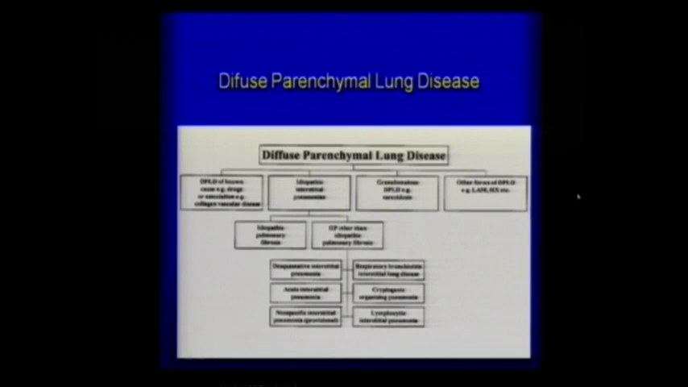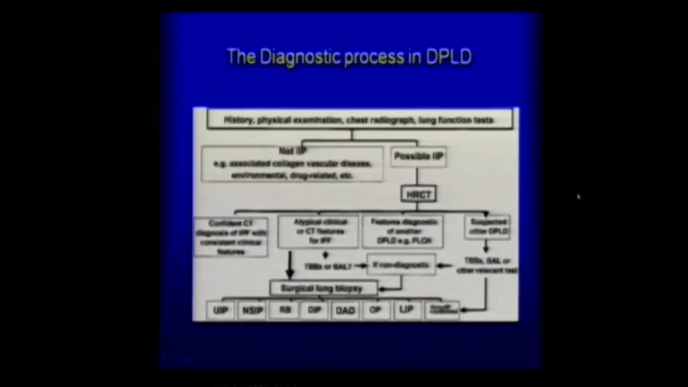So look at it again: history, physical examination, chest radiograph, lung function tests. You know certain things are not IIP, that is collagen vascular disease, drug, environment, etc. Then comes possible idiopathic interstitial pneumonias. Then do HRCT. At the extreme left you see confident CT diagnosis of IPF with consistent clinical features, then atypical features, then suspect other DPLD. These things I will stop here because it has been further made easy in the new classification of 2013.